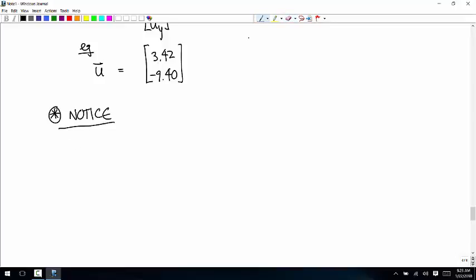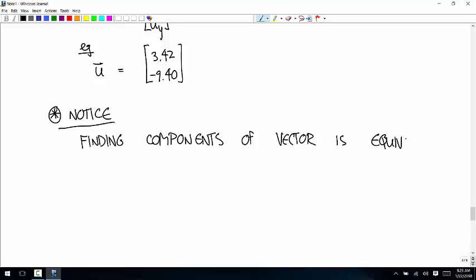So let's say finding the components of a vector is exactly equivalent to finding the coordinates of the vector's head.